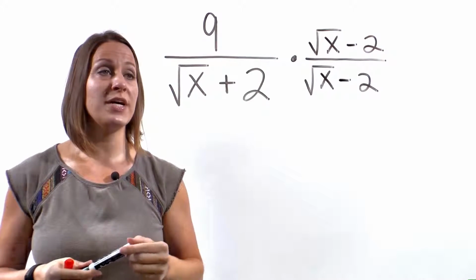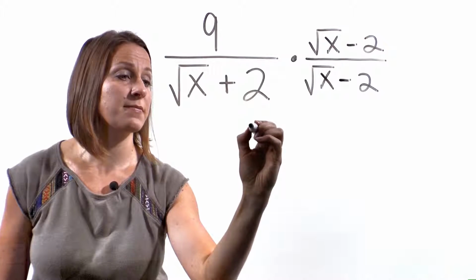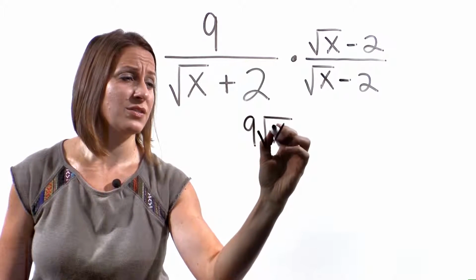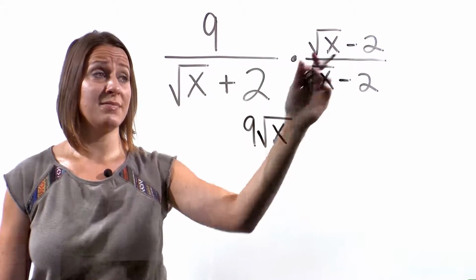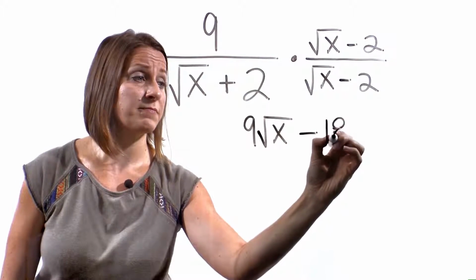Okay, if we multiply the top, we have 9 times the square root of x, which we can just say 9 square root of x. We'll just set them next to each other. And then 9 times negative 2 is negative 18.